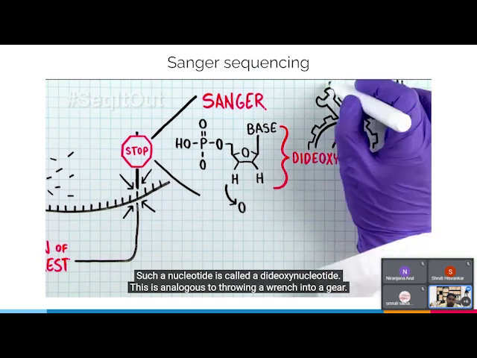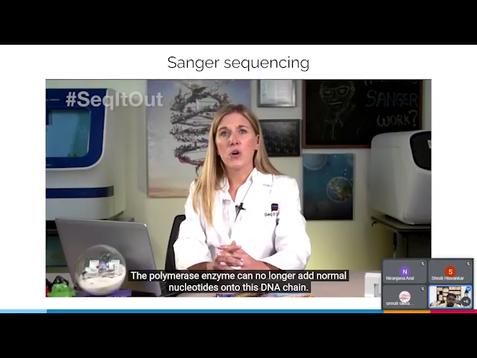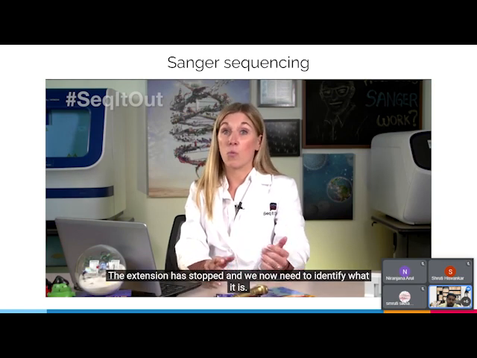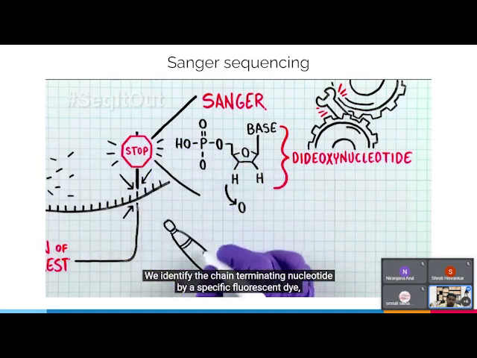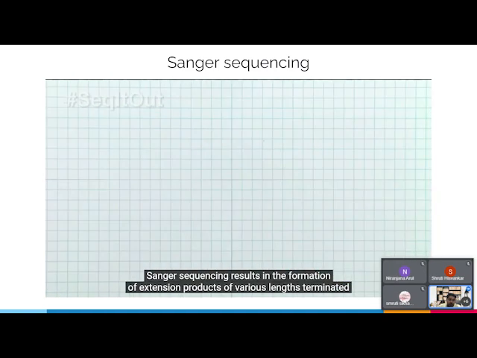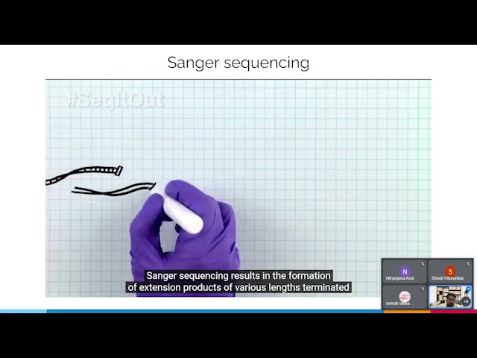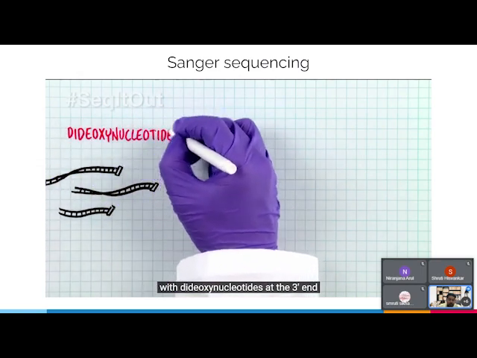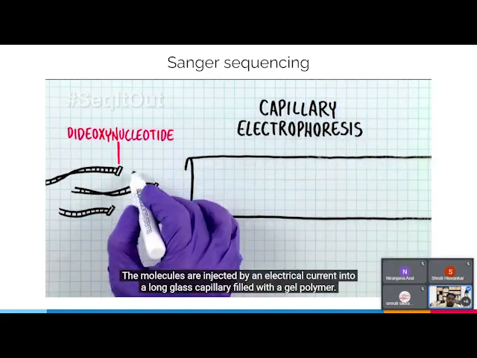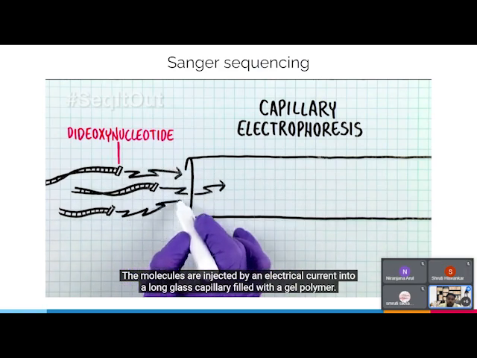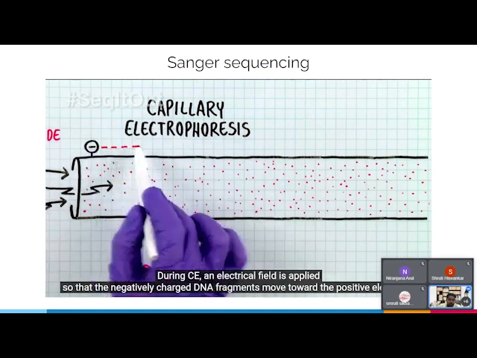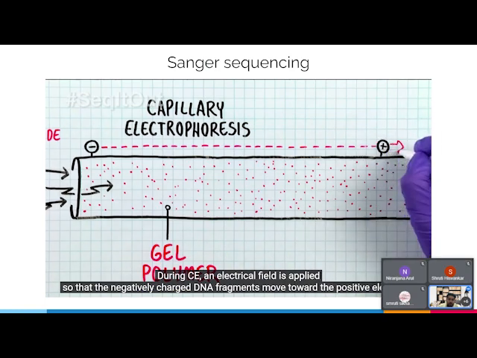This is analogous of throwing a wrench into a gear. The polymerase enzyme can no longer add normal nucleotides into this DNA chain. The extension is stopped, and we now need to identify what it is. We identify the chain terminating nucleotide by a specific fluorescent dye, 4 specific colors to be exact. Sanger sequencing results in the formation of extension products of various lengths terminated with dideoxide nucleotides at the 3' end. The extension products are then separated by capillary electrophoresis, or CE. The molecules are injected by an electrical current into a long glass capillary filled with a gel polymer. And during CE, an electrical field is applied so that the negatively charged DNA fragments move toward the positive electrode.